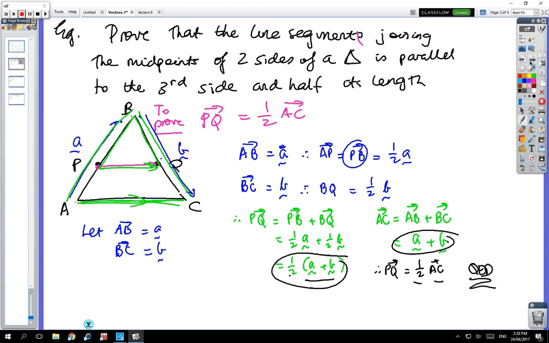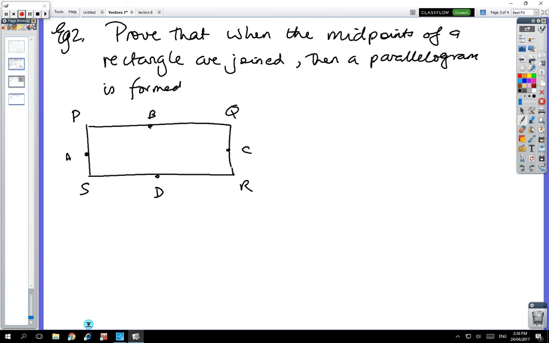Okay, copy that, come across. Okay, so next one is prove that when the midpoints of a rectangle are joined, then a parallelogram is formed. So basically what we've got is, if I join that, and that, then I've got that. So before you start, think about what you're trying to prove in terms of vectors, and write those statements down and see if you've got the same as me in a sec.